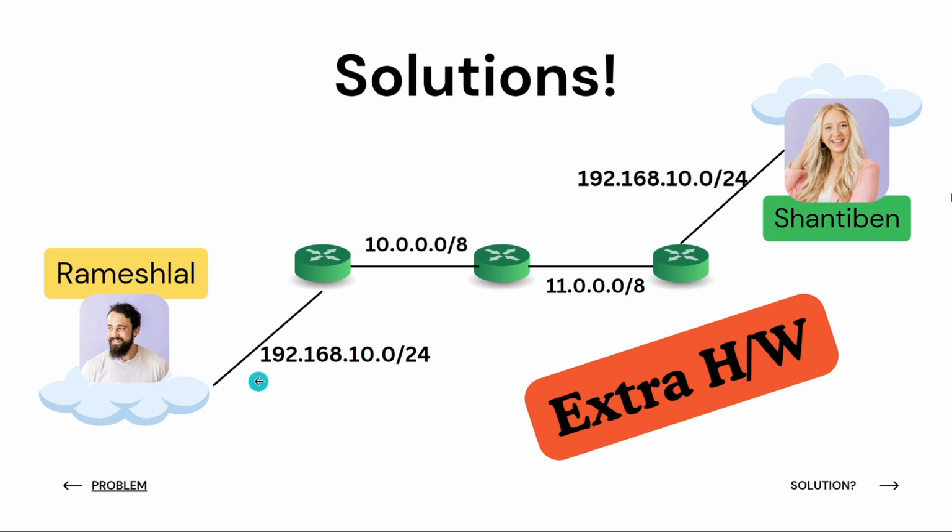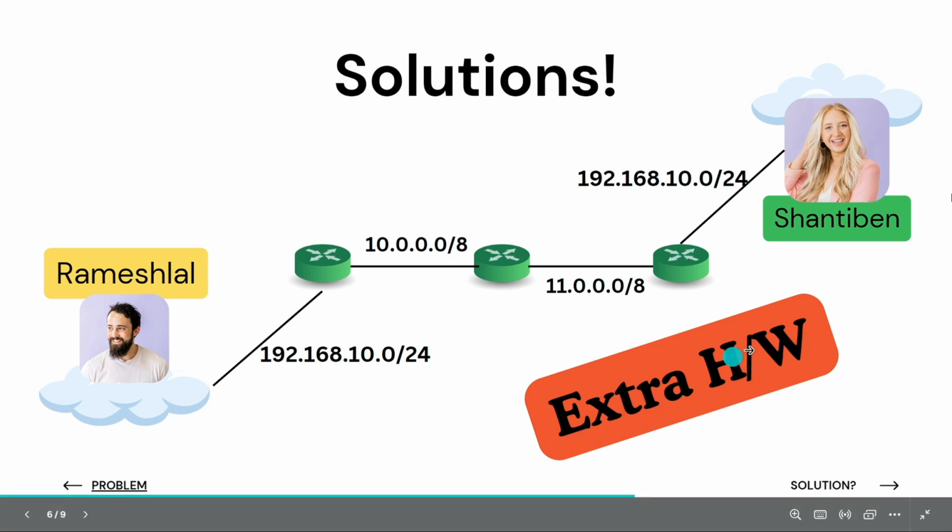If Ramesh Lal is sending a request from this network, then it should be converted to this network, which is 10.0.0.8. And let's say Shanti Ben is making some request from this network, then it should be translated to 11, and then this is the central router. Also, one can do it like this: the company puts this router at Ramesh Lal's location, and this router at Shanti Ben's location when they are setting up the services. In both cases, it doesn't matter where these routers are, but they are extra hardware, right?